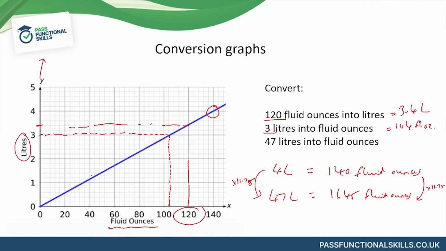So for example, this would probably not be a good place to take a measurement, or here, or here, or most of these places really. But here it goes right through the corner of 4 and 140, giving us a really nice conversion rate, which we can use to solve other problems.